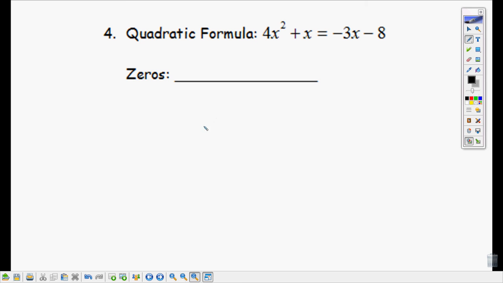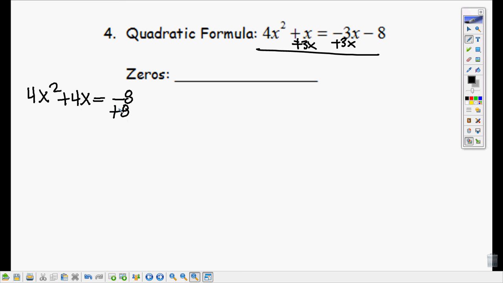So the last method that we're going to use is the quadratic formula. So remember, to use the quadratic formula, everything has to be on the same side. So I'm going to add 3x to both sides. So I have then 4x squared plus 4x is equal to negative 8. So I'm going to add 8. So I have 4x squared plus 4x plus 8 is equal to 0.